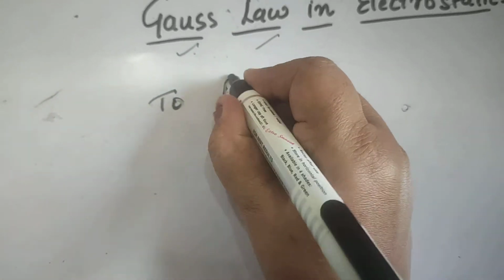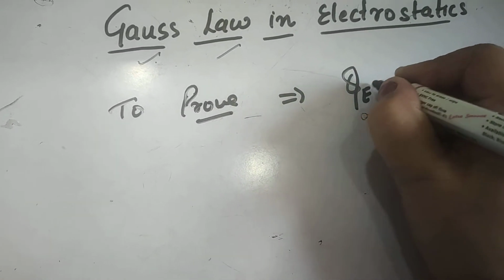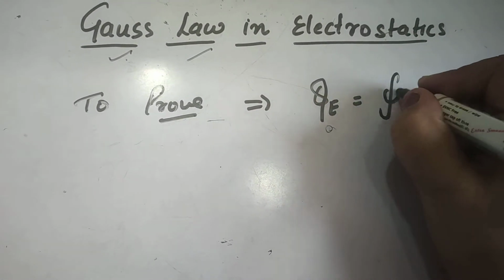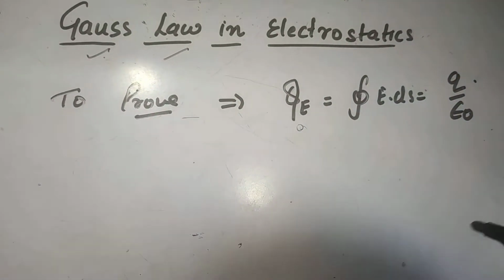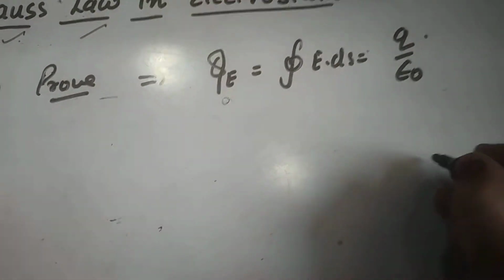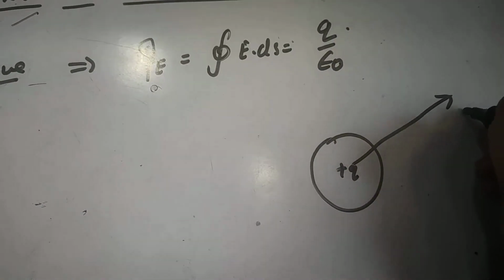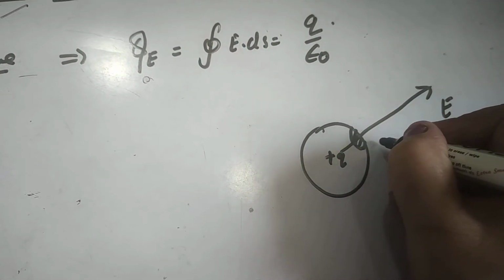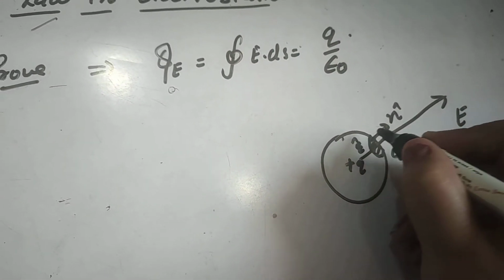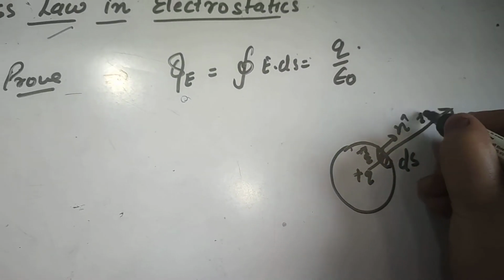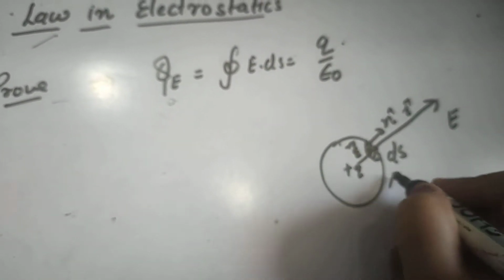Now to prove Gauss law, we have to prove that the flux phi E, which is the integral of E ds, is equal to Q upon epsilon naught, where Q is the total charge contained inside the body. Here we can draw the diagram for this. Let plus Q charge be here. The field intensity direction is directed outward. Let us consider ds is the small surface element and n cap is the unit vector. The r cap is the unit vector representing the direction, and this point at which we are going to find out is P.